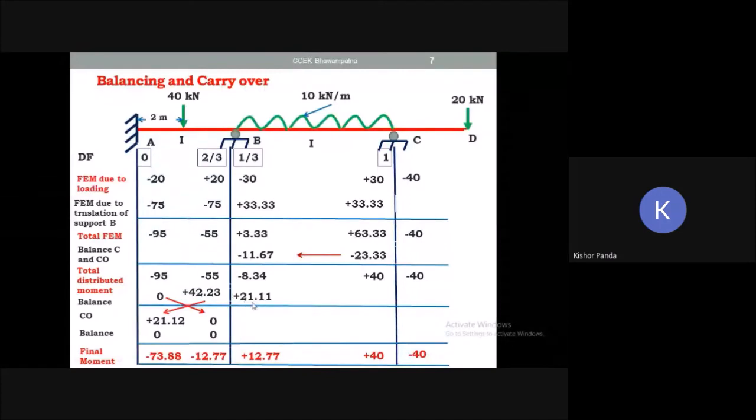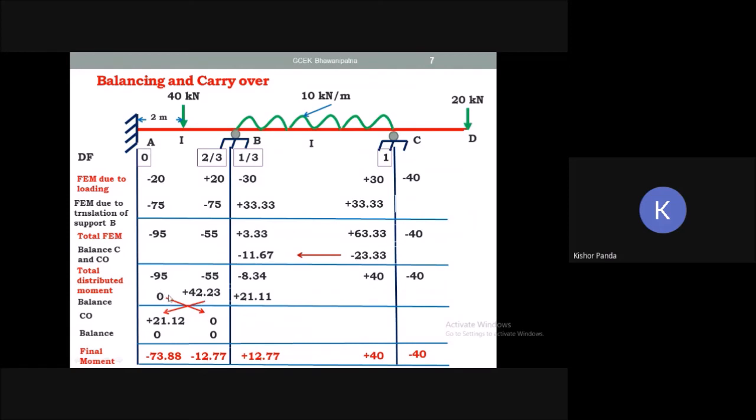Positive sign. Similarly, what is the net unbalanced moment here? That you have to multiply with this 1 by 3 and you have to put here in the opposite side. Because this total is negative, so you have to balance by positive sign. Then here, this is the moment minus 95 into distribution factor and this is 0.